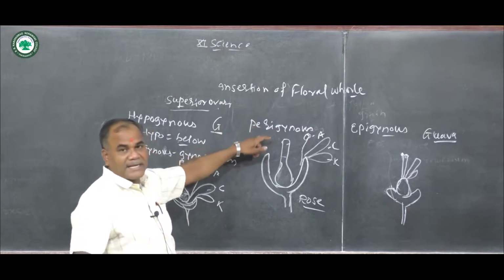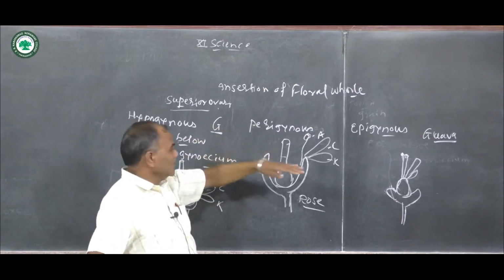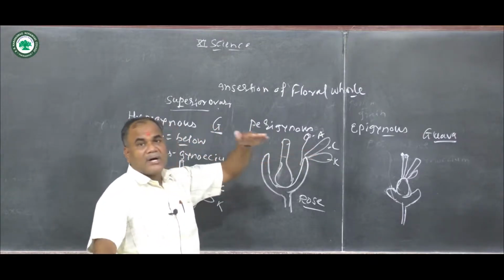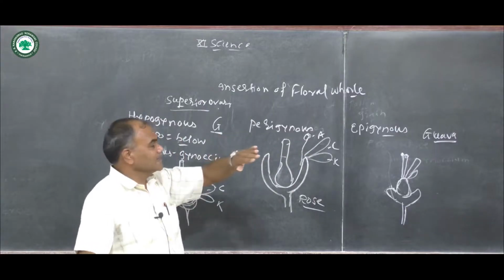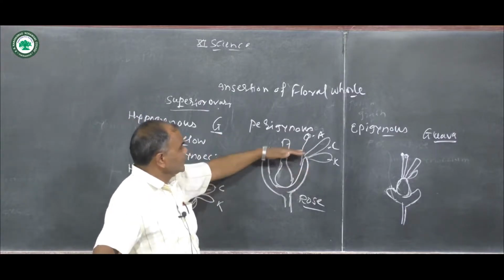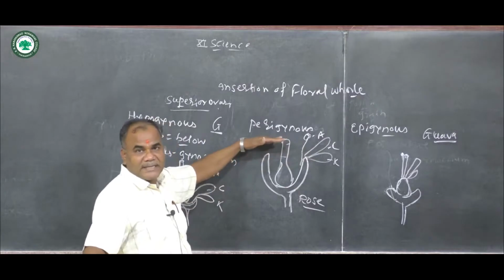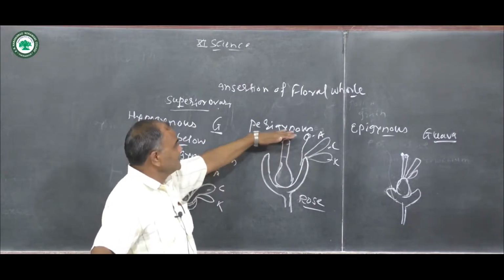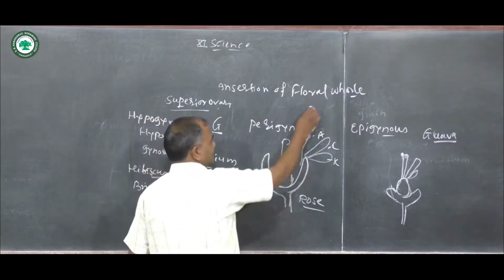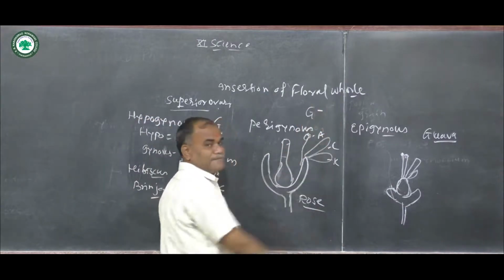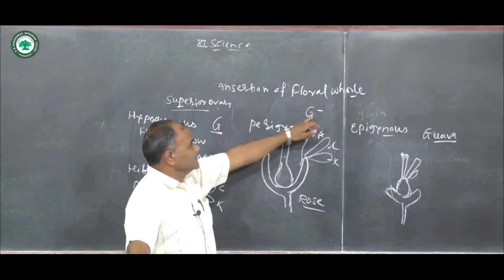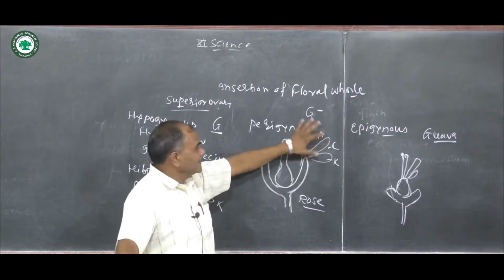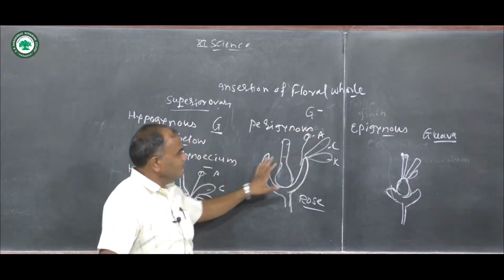The next is the perigynous. Peri means around the middle of the gynoecium. The remaining floral whorls, calyx, corolla and androecium, arise at the middle of the ovary. That is, the ovary is half superior and half inferior. This type of arrangement is known as perigynous flowers. The symbol is G with a dash in the middle, for half superior and half inferior. The best example is rose.